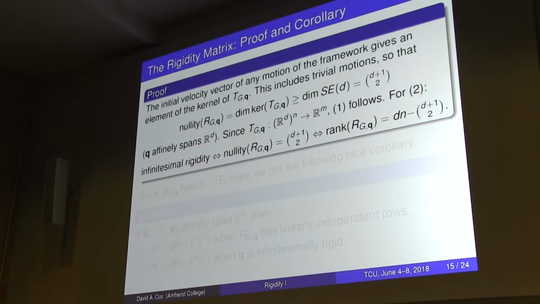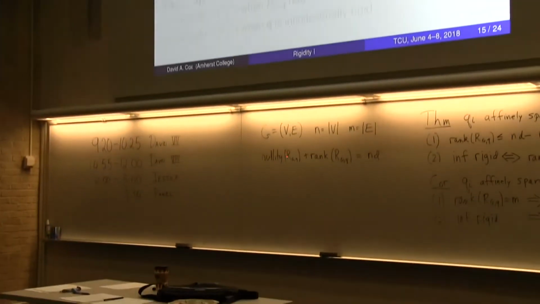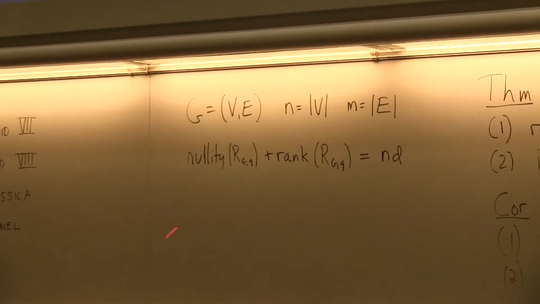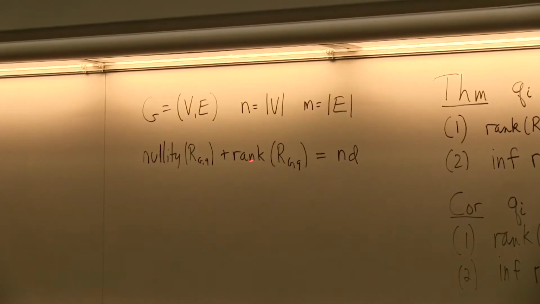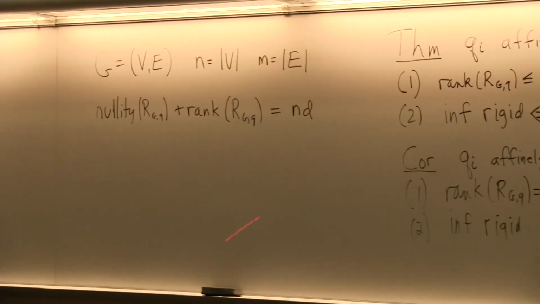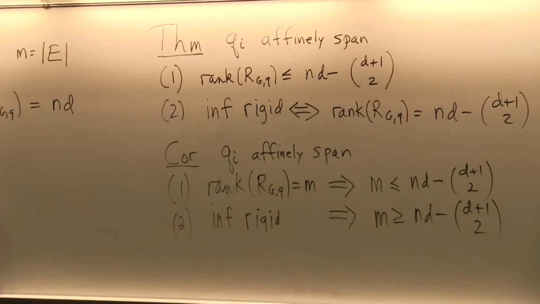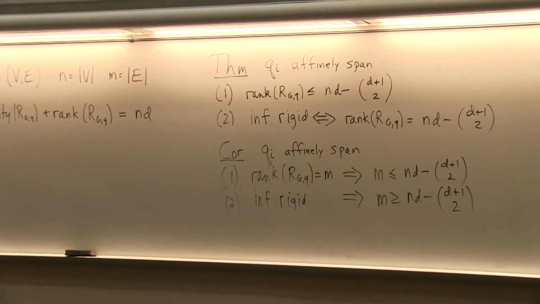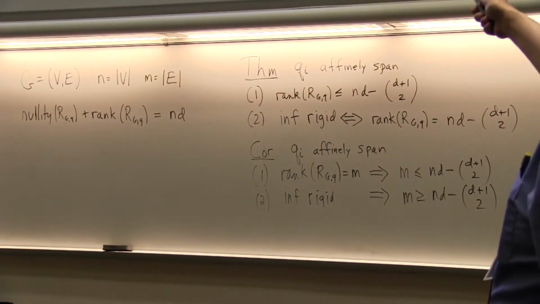But now notice what this linear map is. It maps R^(nd) to R^m, and if you apply the rank-nullity theorem, which I've written down right here just in case we've forgotten our linear algebra, then the nullity is greater than or equal to the binomial coefficient, and so the rank is less than or equal to nd minus the binomial coefficient, and that's just the first statement of the theorem. So that's pretty elementary. And then what happens with infinitesimal rigidity?